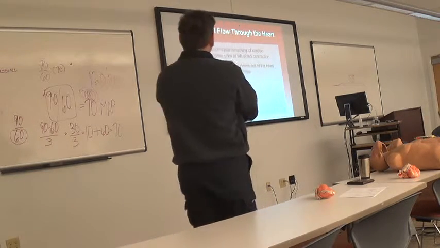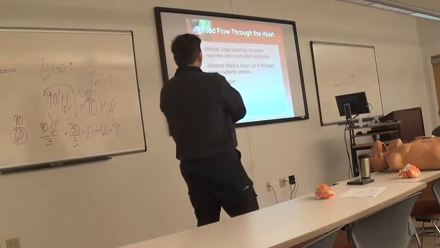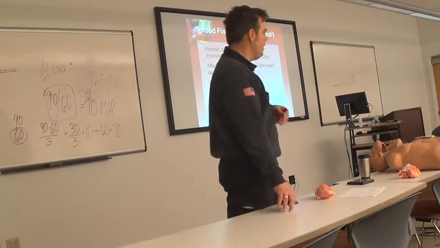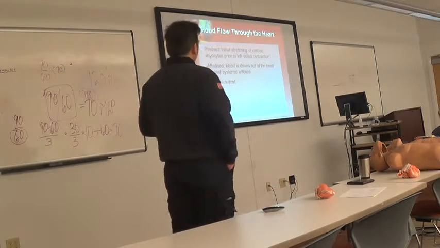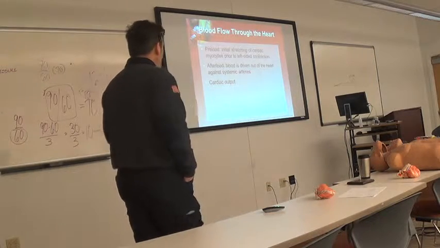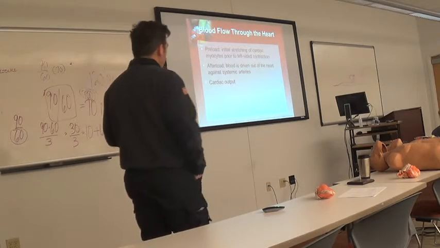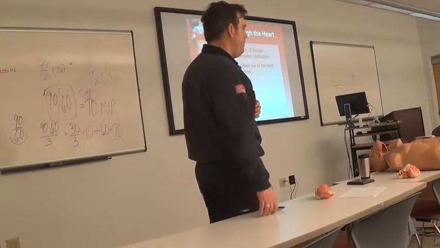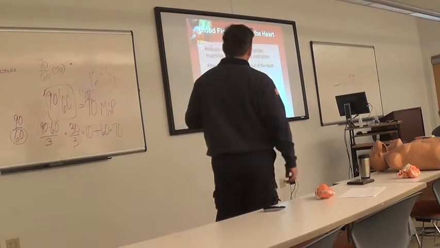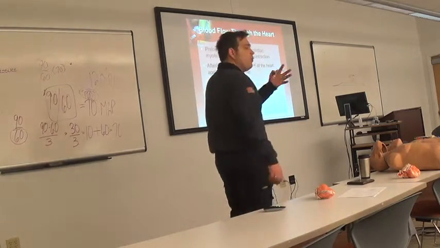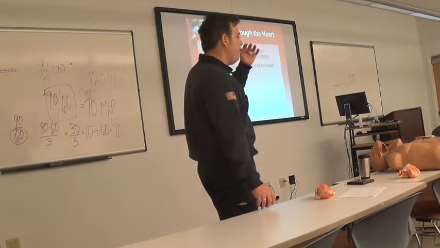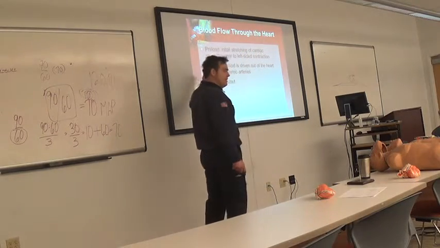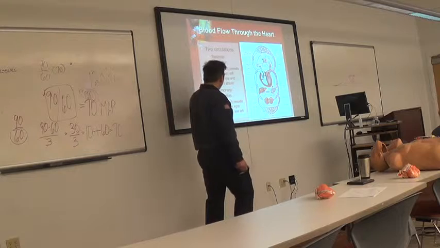The next thing we want to talk about is preload, afterload, and then cardiac output. That's going to take us up to lunch. Preload is the initial stretching of cardiac myocytes prior to left-sided contraction. Preload is also known as available volume. Afterload is resistance. Blood is driven out of the heart against systemic arteries, so resistance. So preload is volume pressure, if you will, and afterload is the resistance.